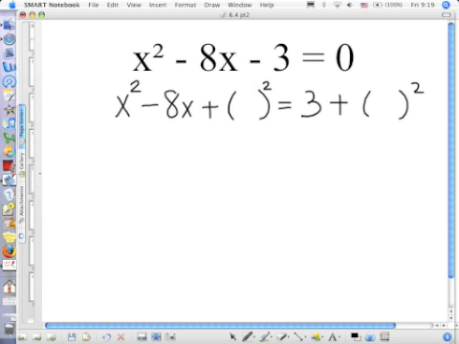All right, what is the number that goes in the parentheses? 4. How did I get 4? Divided 8 by 2. I did a negative 4. When I square it, it's going to turn positive, so I don't have to worry about the sign right here. Okay? What's on this side? 19.